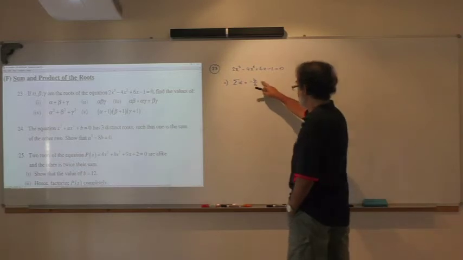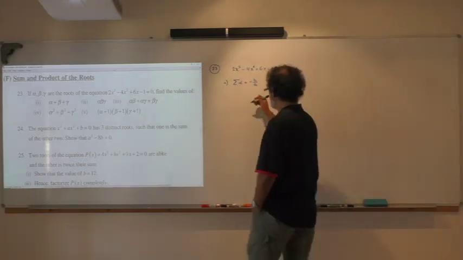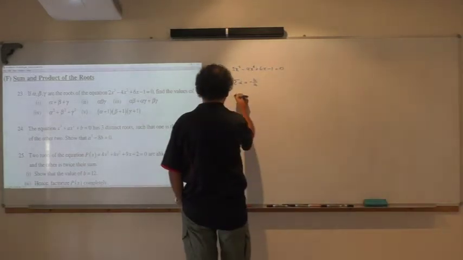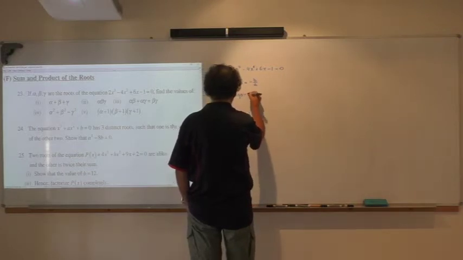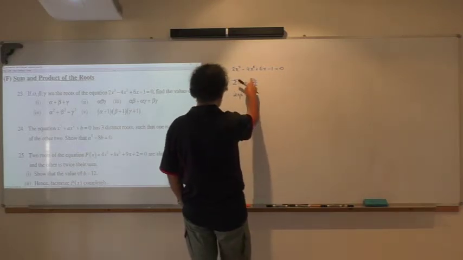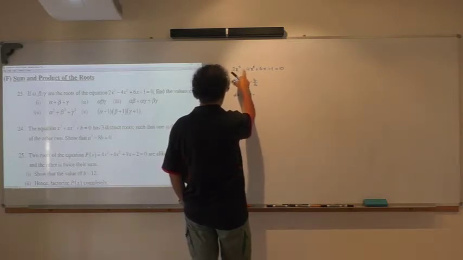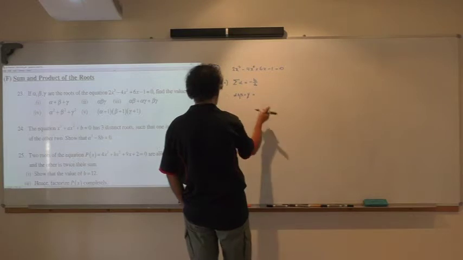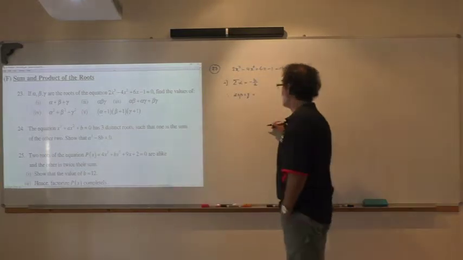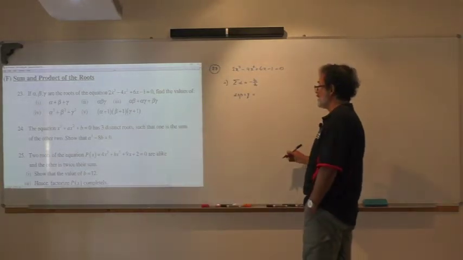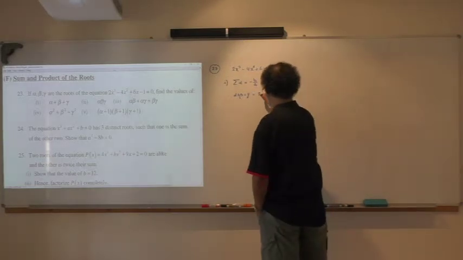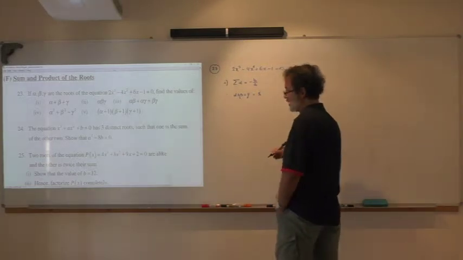So therefore alpha plus beta plus gamma is going to be equal to minus b on a, which is negative 4 on 2, so it's going to be 4 over 2, which is 2. So that is the answer for the first part.